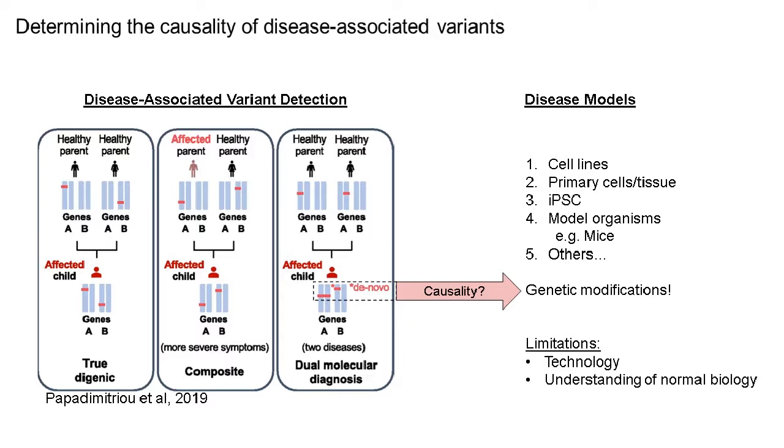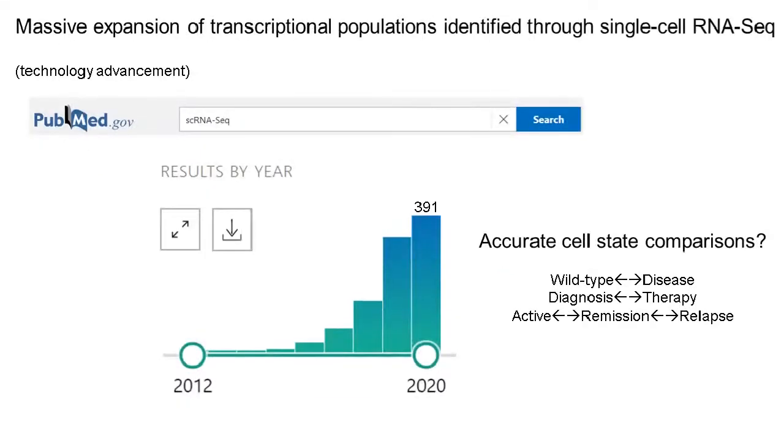These include the need for additional technologies and a lack of proper understanding of normal biology or a normal biological process. On the technology front, the advent of single-cell RNA-seq has really made a huge impact in the field and powered downstream analyses. You can see that the number of single-cell data sets has grown exponentially over the past few years. But we're still left with a question of how to make accurate cell state comparisons in this data.